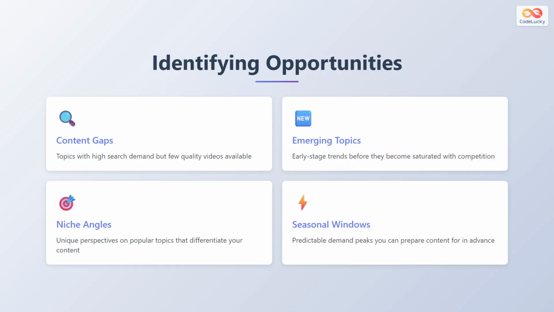Once you've researched, here's how to spot opportunities. Content gaps exist when there's high search demand but few quality videos available. These are perfect targets for your content. Emerging topics are early-stage trends before they become saturated with competition, giving you a first-mover advantage. Niche angles let you take popular topics and present unique perspectives that differentiate your content from others. And seasonal windows are predictable demand peaks you can prepare content for well in advance. Each of these opportunity types offers different strategic advantages for your channel.